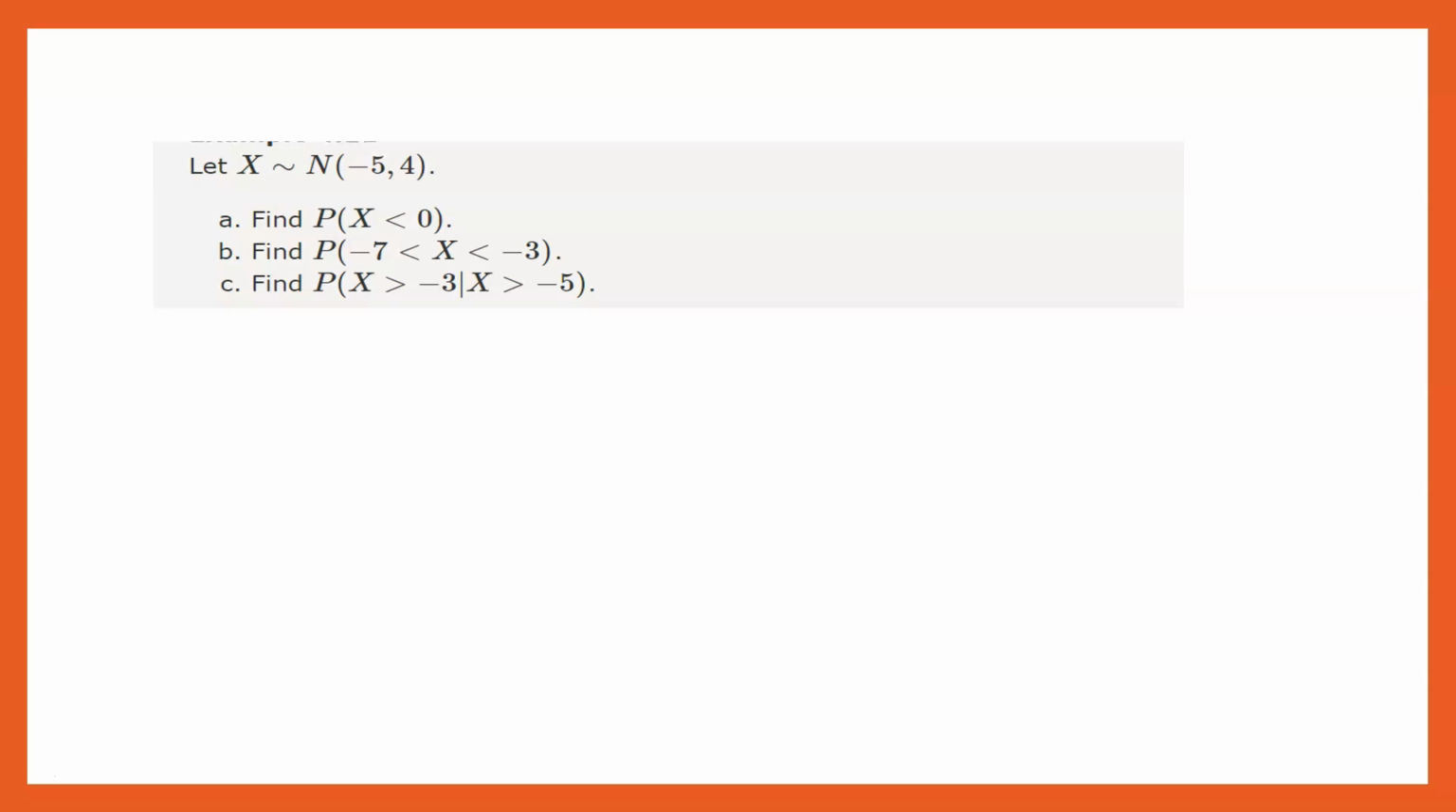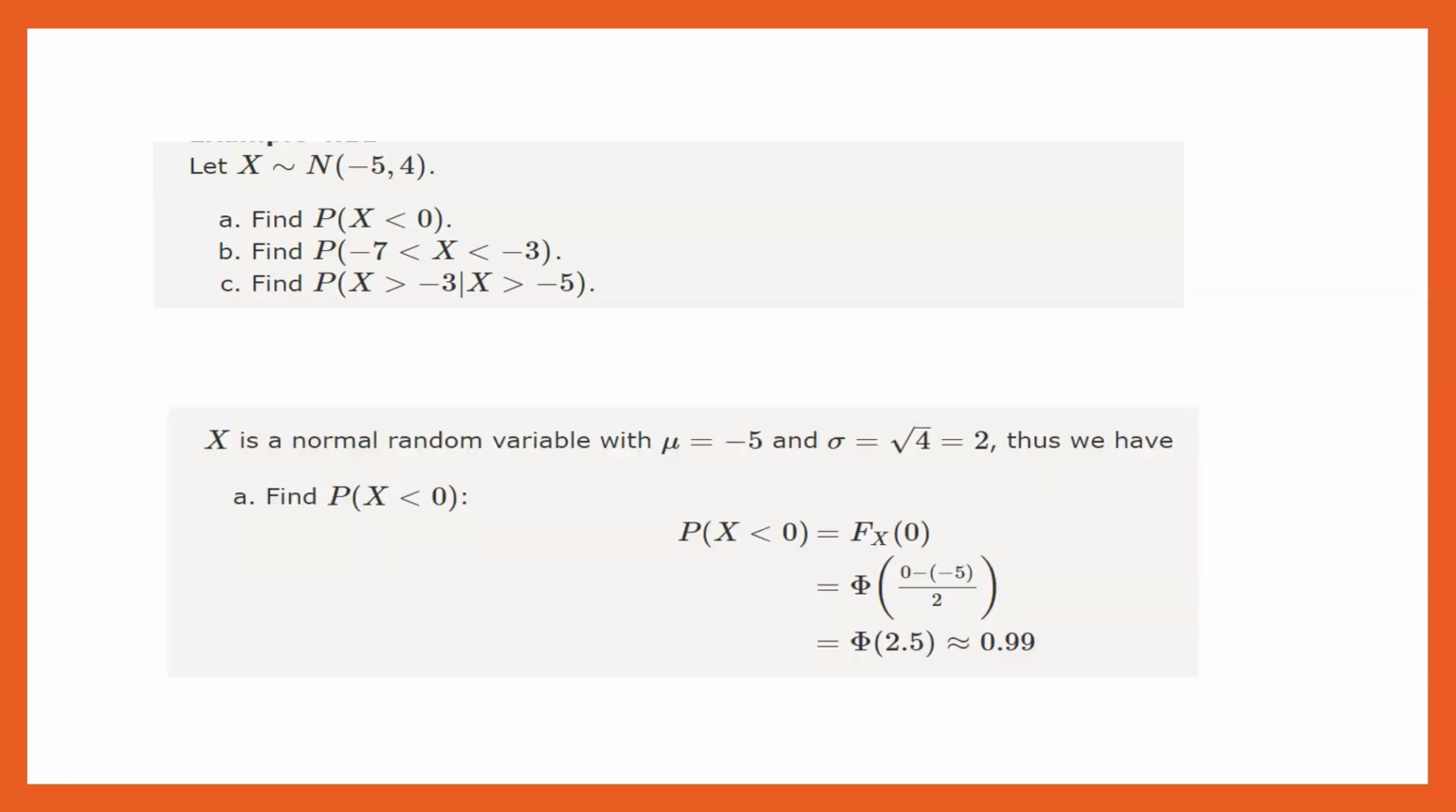One is what is the probability when x is less than 0? And what is the probability x lies between minus 7 and minus 3? And another probability is x is greater than minus 3 and x is greater than minus 5 too. So we'll find these probabilities with the Gaussian distribution formulas, right? So we'll move with the first one. Our mu is minus 4 and our sigma is 2 because sigma squared is 4. Variance is 4, so our standard deviation is 2.